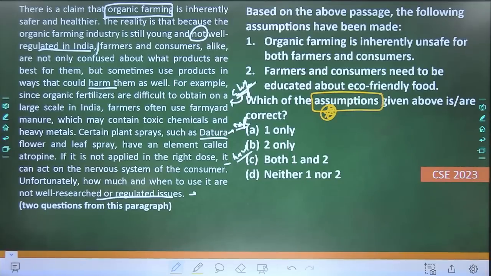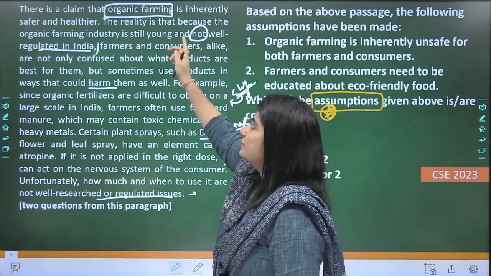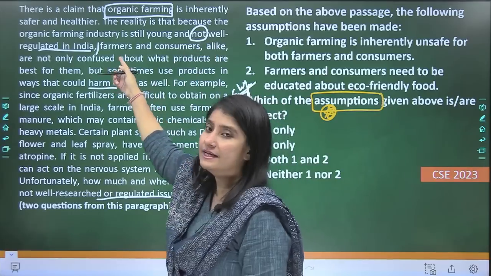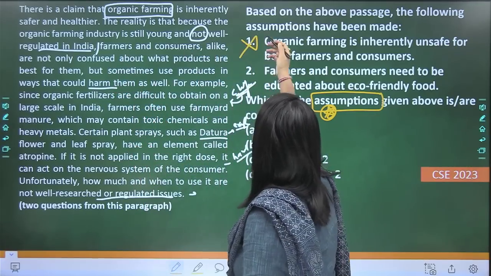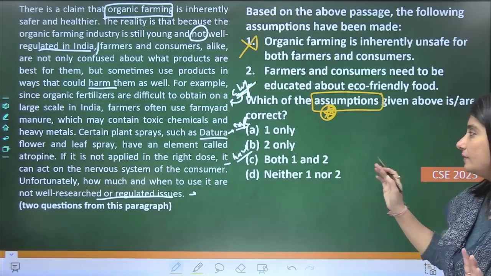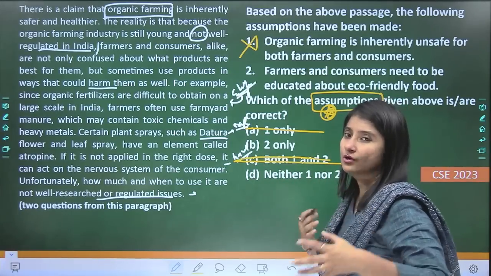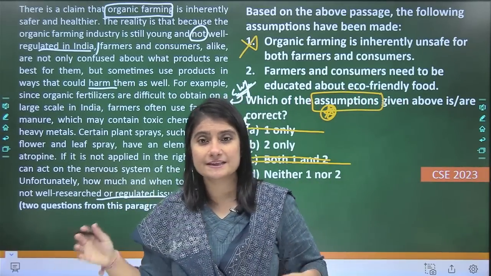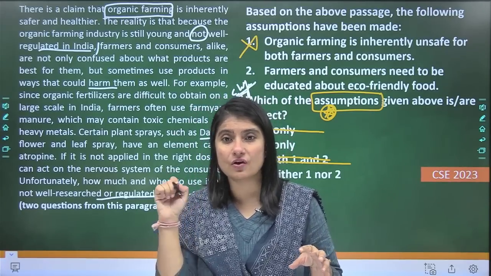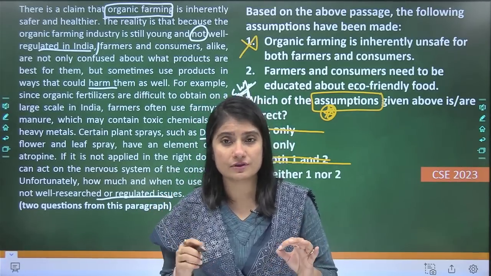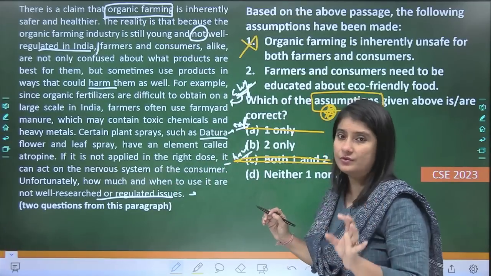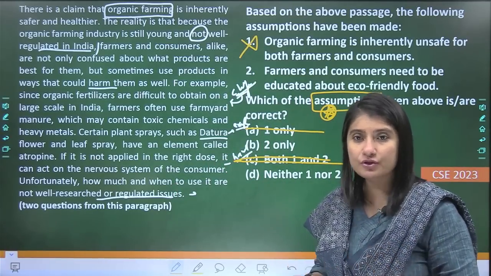So based on the above passage, the following assumptions have been made. The first one, organic farming is inherently unsafe. Now here, see, it is contradicting the information given here. It says it is inherently safe and healthier. So what I am going to do is I am going to cross out this one straight away. When you do this, please ensure you do that, because a lot of times in the examination, in spite of knowing the correct answer, we sometimes tick the wrong option. So not to get into such things, we will practice this method, and yes, you can do that on your examination paper. There is no one stopping you from doing that.